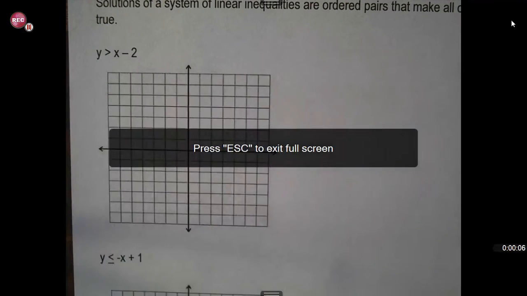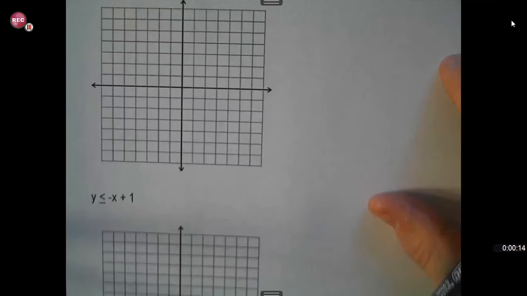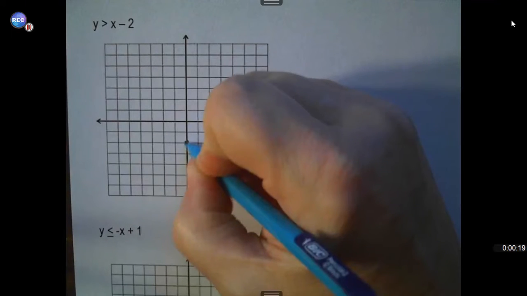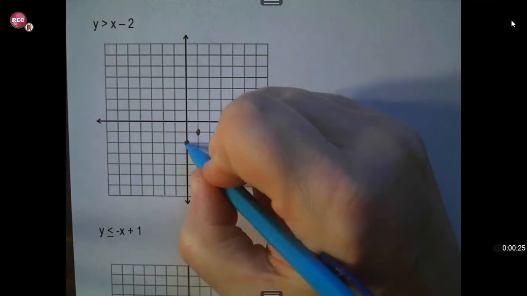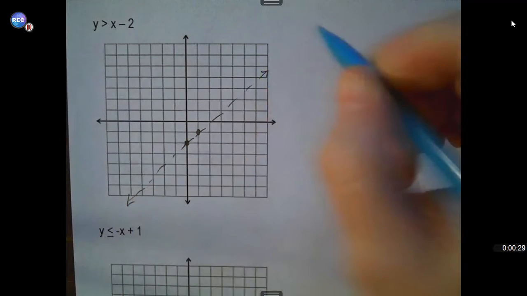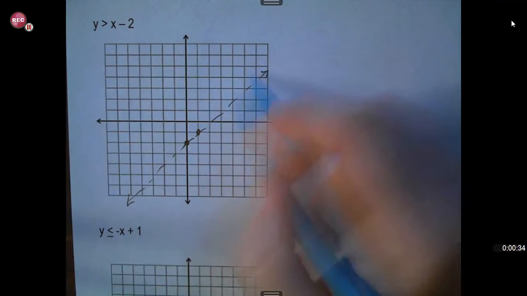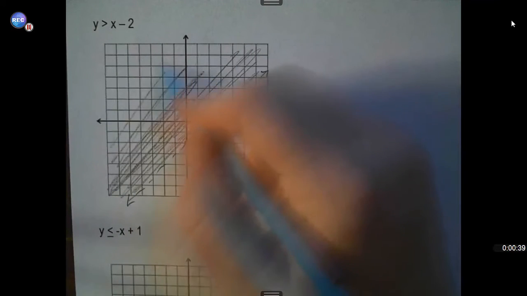All right, so in the previous section, we learned how to graph linear inequalities. And so we did something like this. We graphed this first one. Our intercept is at -2. And then we rise 1, run 1, and so on. And that's going to be a dashed line. Okay. And if I plug in 0, I get 0 is greater than -2. That's true. So this one is shaded this way.